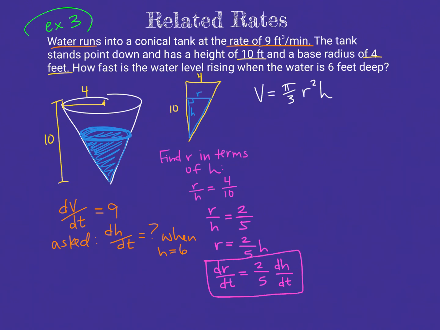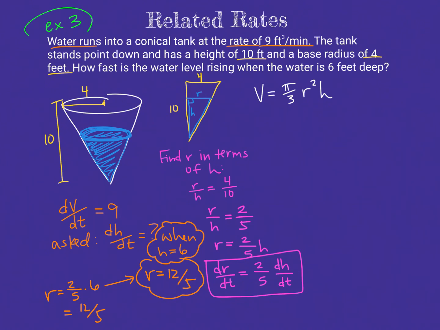Then we also need to find r. When h is 6, we can find what r is. So if we know that h is 6 at this moment we care about, and we know the relationship between them, we know that r is 2/5 times h. So we know that r equals 2/5 times 6, which is h. So it would be 12 over 5. So we would know those three things. That means that we don't have to do any substitution.